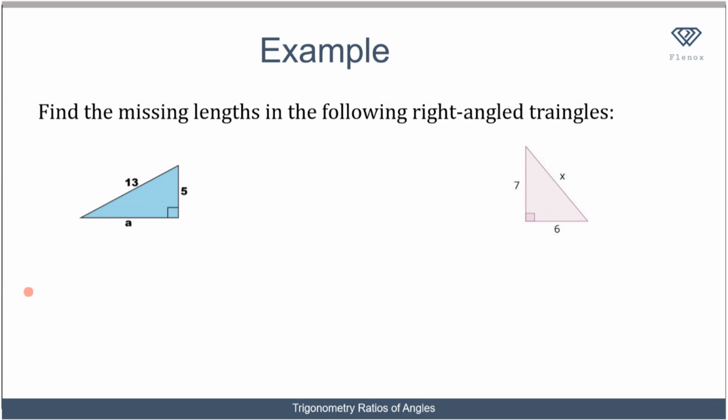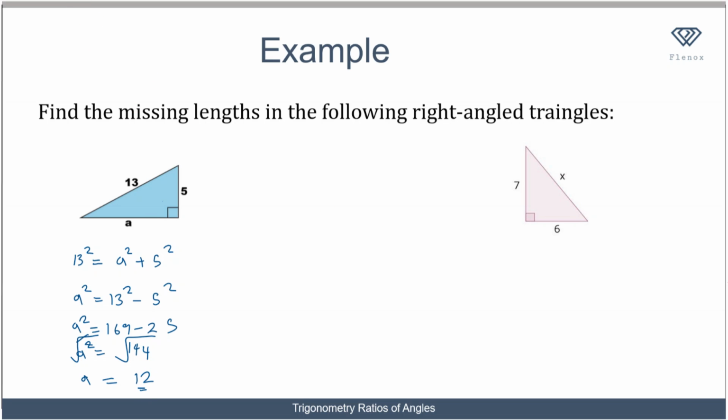So from the theory, I know that the hypotenuse squared, which is 13 squared, must be equal to the sum of the squares of the two other sides, a squared plus 5 squared. So if I bring this over, I have a squared is equal to 13 squared minus 5 squared. So a squared is equal to 169 minus 25, so a squared is equal to 144. And to find a, I find the square root of both sides, and a is equal to 12.